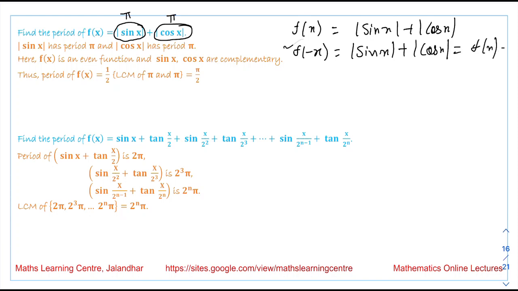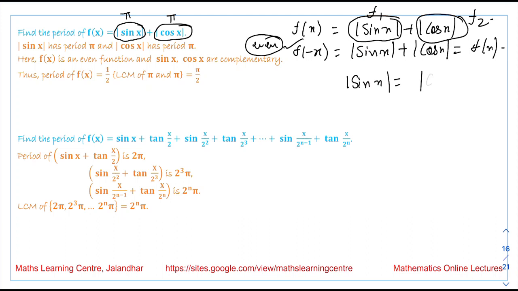It means this function is an even function. Second thing we are talking about, this is our function f1, this is our function f2, and what we have is that mod of sin x is equal to mod of cos of pi by 2 minus x. It means both these functions are complementary pairwise comparable functions.